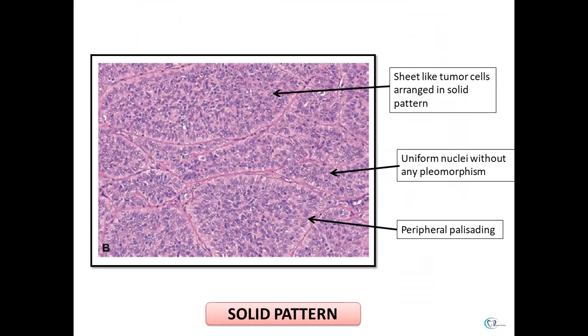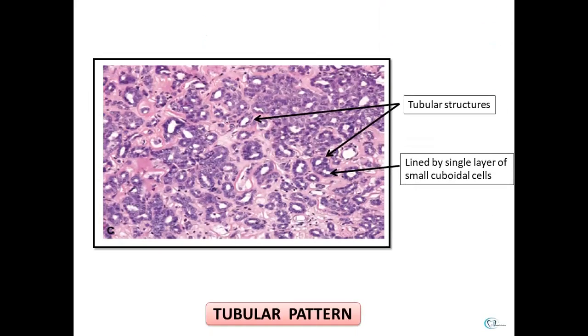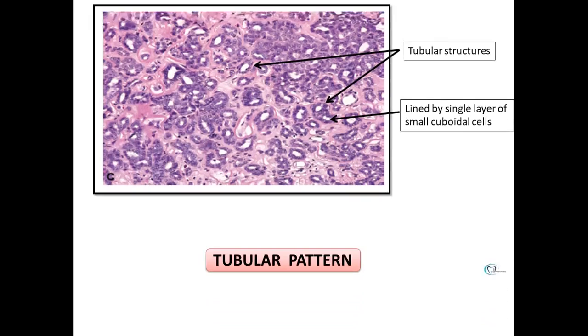The second pattern is the tubular pattern, in which the tumor cells are arranged in the form of small tubules, and these tubular structures are lined by a single layer of cuboidal cells.